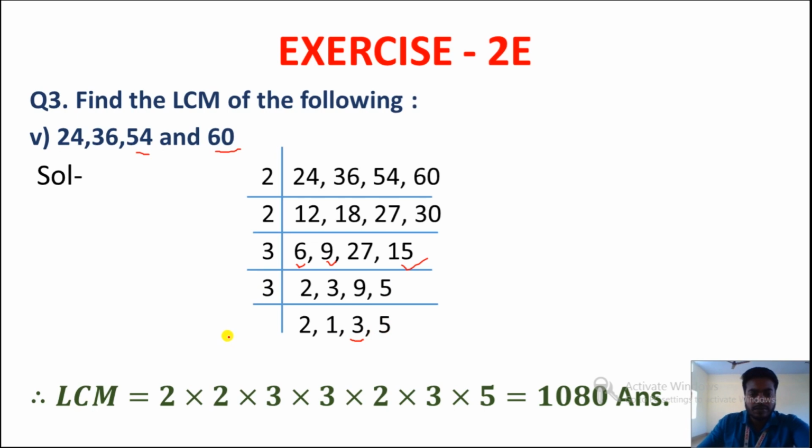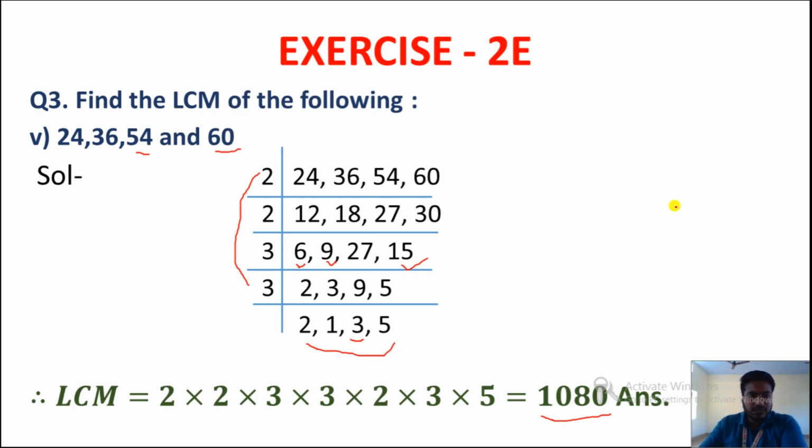Alright, so now we need to find out the LCM. Yesterday I told you, LCM is what? Product of factors and undivided numbers. So let's multiply 2 into 2 into 3 into 3 into 2 into 3 into 5. Same thing I mentioned here. Now when we multiply, we'll get 1080. This is the answer of this question. Okay, so this is the LCM. This is how we have to find out the LCM using the division method.